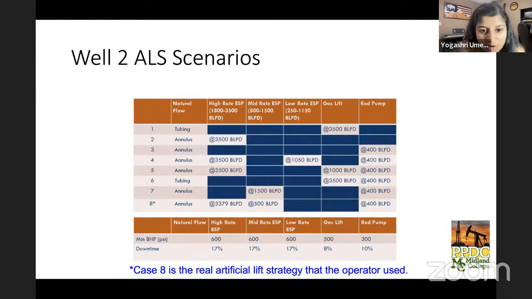Now, for the Lower Sprayberry well, it was converted to a high rate ESP at 3,500 barrels of liquid per day, and then a mid rate ESP at 500 barrels of liquid per day, if you look at case 8 from below. But this is using the same types of ranges of scenarios that you can use in order to compare what is the optimal artificial lift from this workflow.